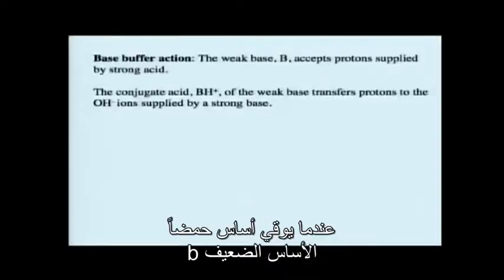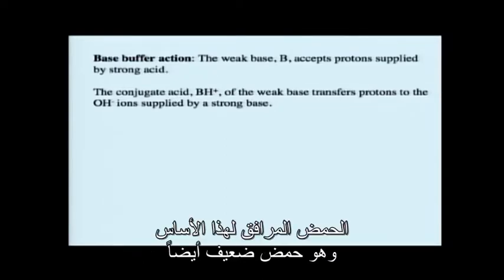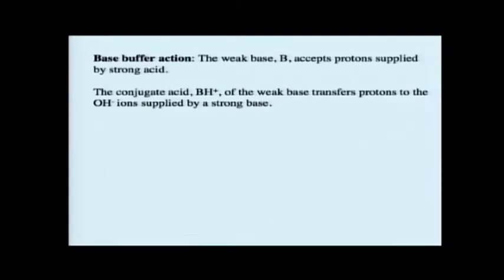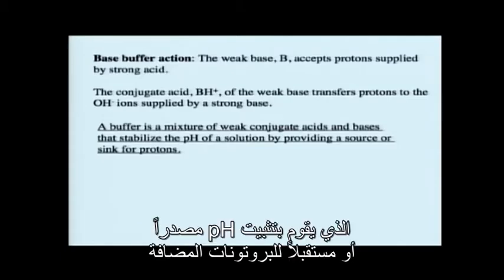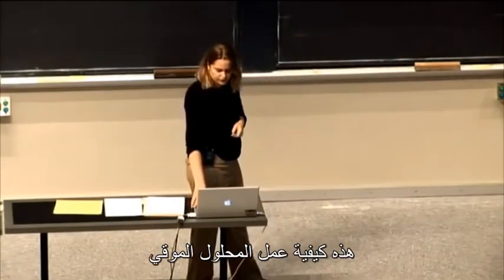So in the base buffer, a weak base, B, will accept protons supplied by the strong acid, removing the strong acid from the solution. The conjugate acid of that weak base, which again would be a weak acid, can transfer protons to the hydroxide ions added by the strong base, again neutralizing the effect there. So a buffer is a mixture of a weak acid-base conjugate pair that will stabilize the pH, serving as a source or a sink for the added protons. So that's how a buffer works.